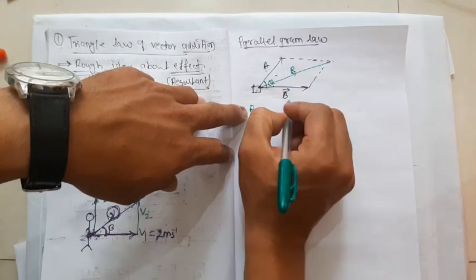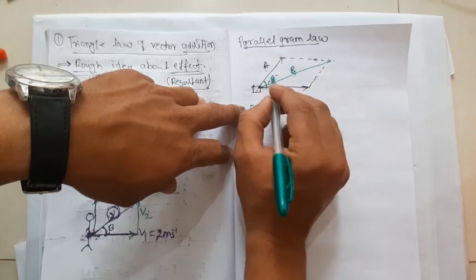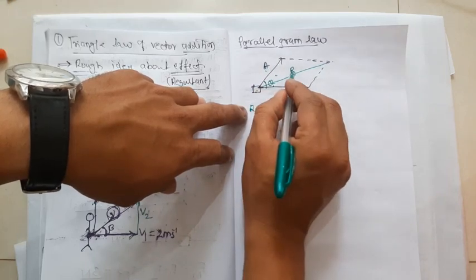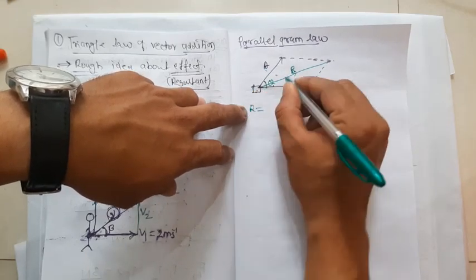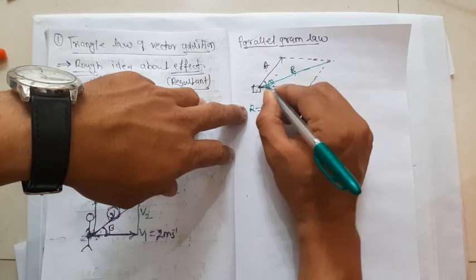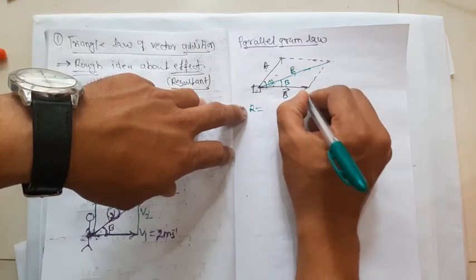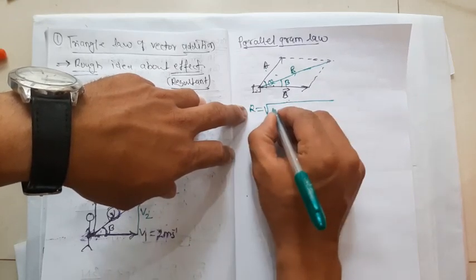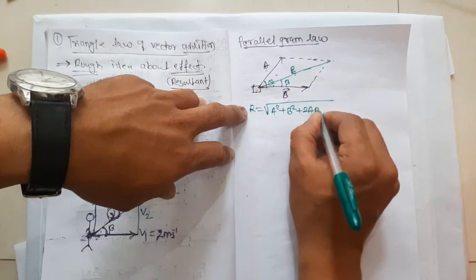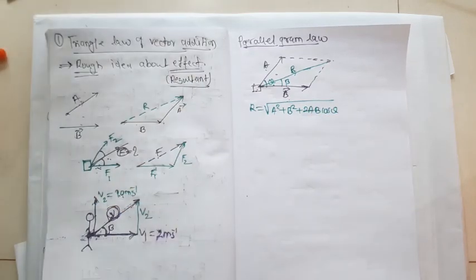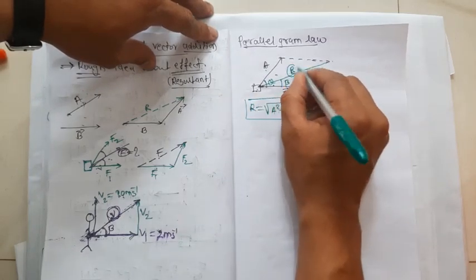If it is force F1 F2, this will be F. If it is velocity V1 V2, this will be V. If it is electric field E1 E2, it will be E. If it is magnetic field B1 B2, it will be B, correct. Now suppose this resultant or the final direction makes angle beta with B. So resultant is nothing but under root of A square plus B square plus 2AB cos theta, correct. So this will give you the resultant, the magnitude.